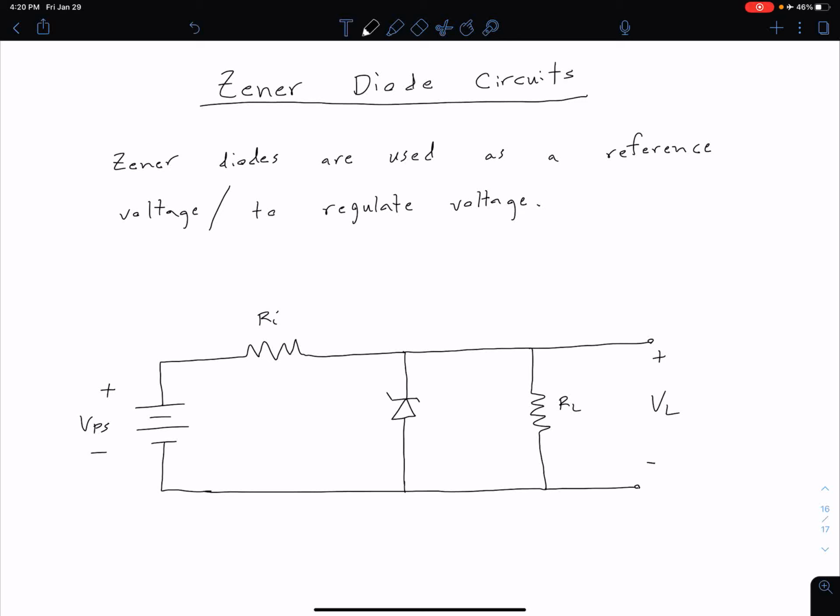The next type of circuit that we're going to consider are Zener diode circuits. Typically, Zener diode circuits are used as a reference voltage or to regulate a voltage. What we're going to see in later classes is that there are more sophisticated ways to regulate voltage, typically involving integrated circuits, or ICs, but we're going to get a basic idea of the principles with our Zener diode circuits.